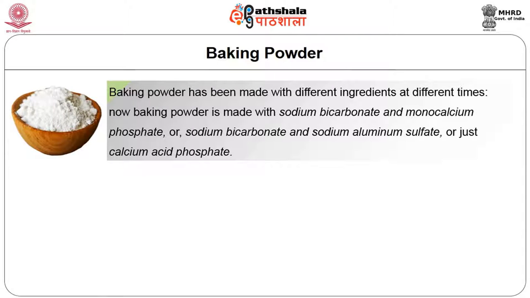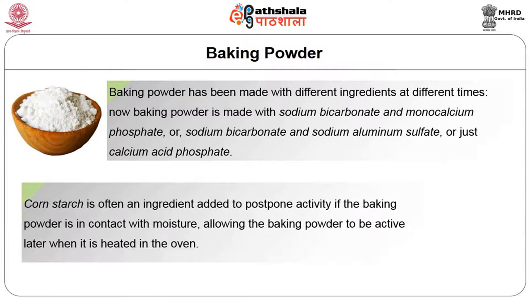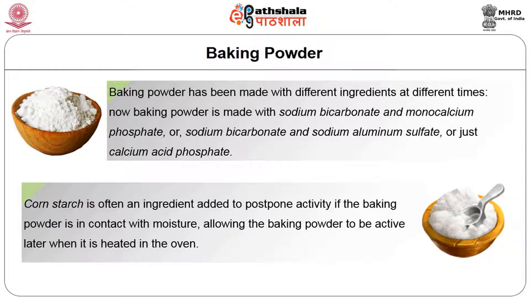Baking powder has been made with different ingredients at different times. Now, baking powder is made with sodium bicarbonate and monocalcium phosphate, or sodium bicarbonate and sodium aluminium sulfate, or just calcium acid phosphate. Cornstarch is often an ingredient added to postpone activity if the baking powder is in contact with moisture, allowing the baking powder to be active later when it is heated in the oven.